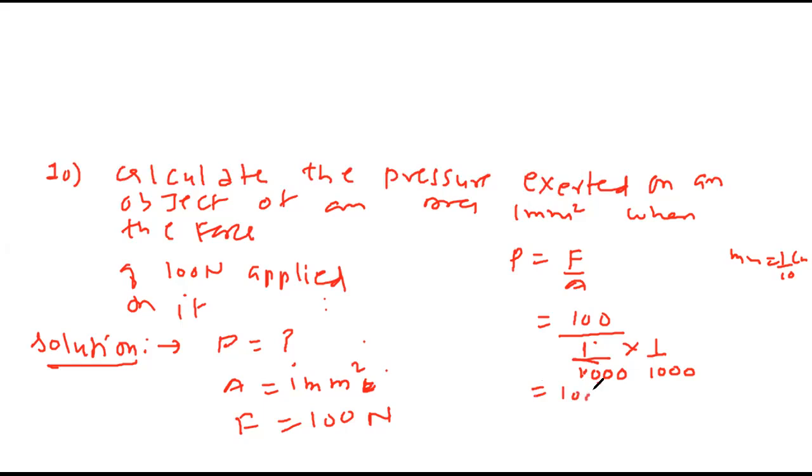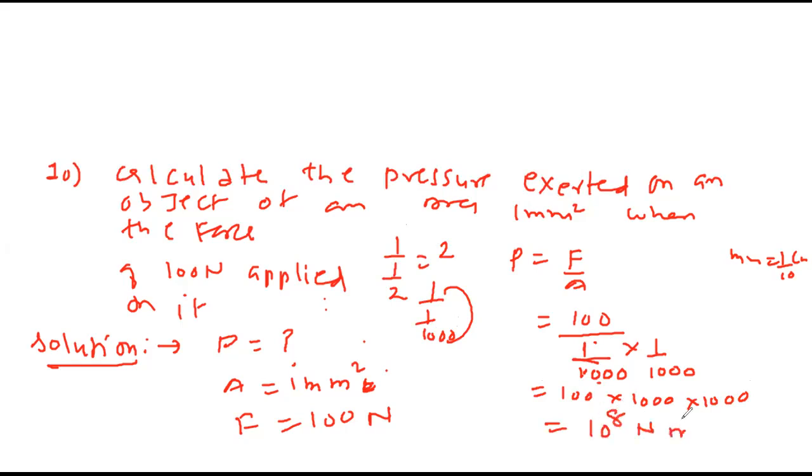So now, will the 1000 go up or not? Can I write 1000 up? Yes, 1000 is also up. Now if I count the number of zeros, 1, 2, 3, 4, 5, 6, 7, 8. So you can write 10 raised to 8 Newton meter raised to minus 2, or Pascal. Very, very important sum because of the unit.